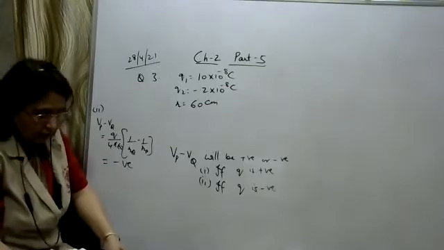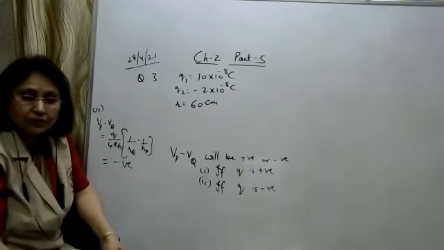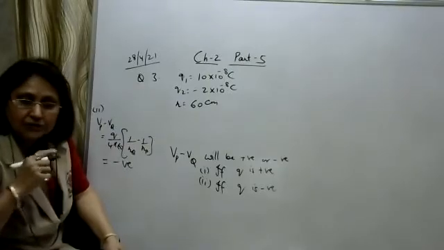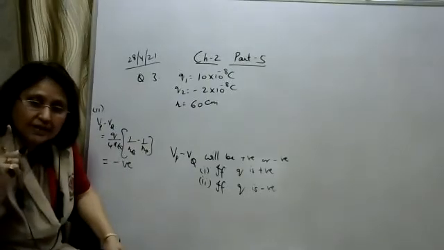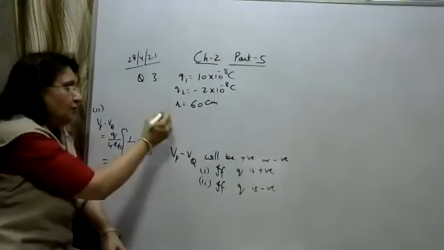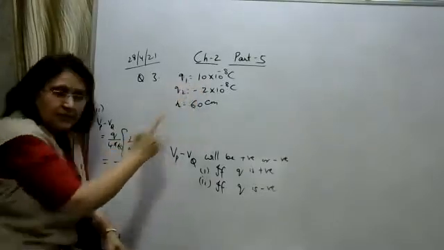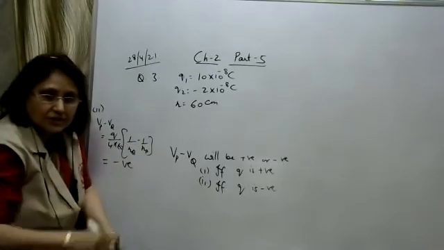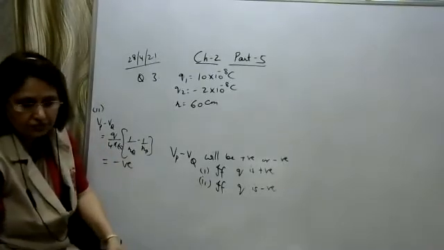From the first point charge, find the distance at which the potential is 0. From the first point charge, that is 10 into 10 raised to the power minus 8 coulomb, at what distance is the electric potential 0?